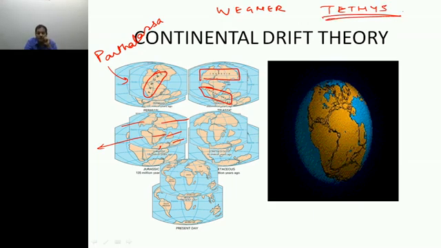This phase is known as the opening up of the Tethys, and then there was further breaking down and drifting away of the continents from the original place. North America drifted westward, South America drifted westward, and as a result, the space between them opened, which was filled up by the Atlantic Ocean. The Indian plate drifted to the north towards the Eurasian plate, and as a result, the space was filled up, which was known as the Indian Ocean.